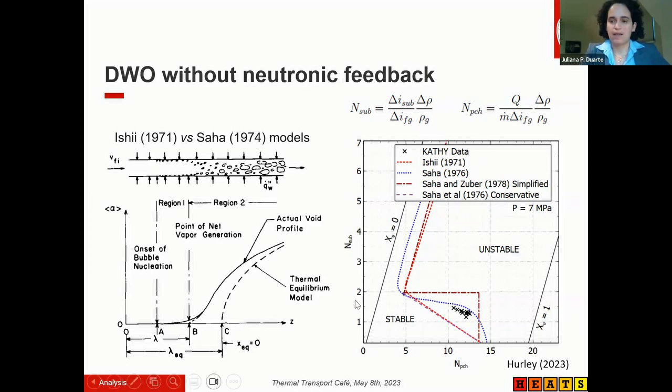I'm showing here the 7 megapascal because it's the pressure where we have the most data, but the same thing happened for the 8 megapascal condition, which is close since we're working with pressures that are close to each other.